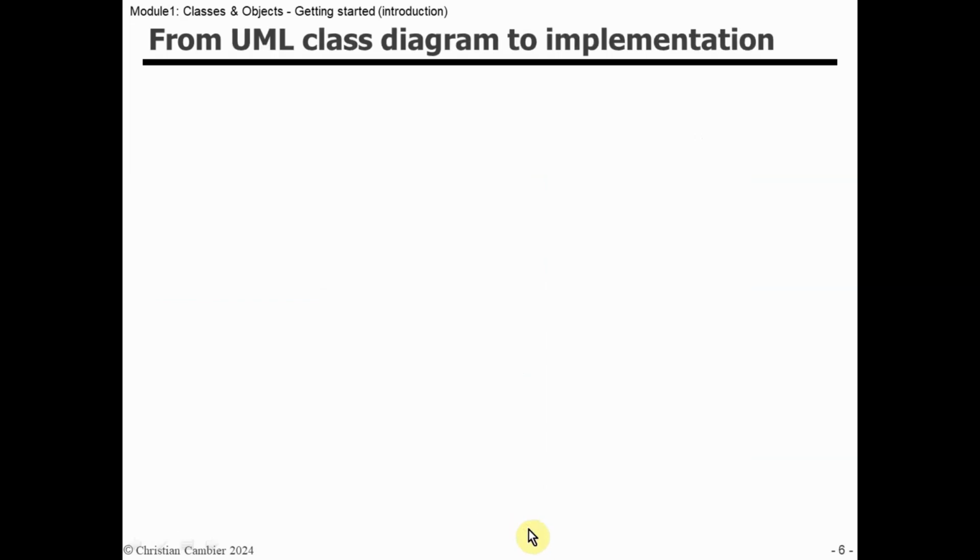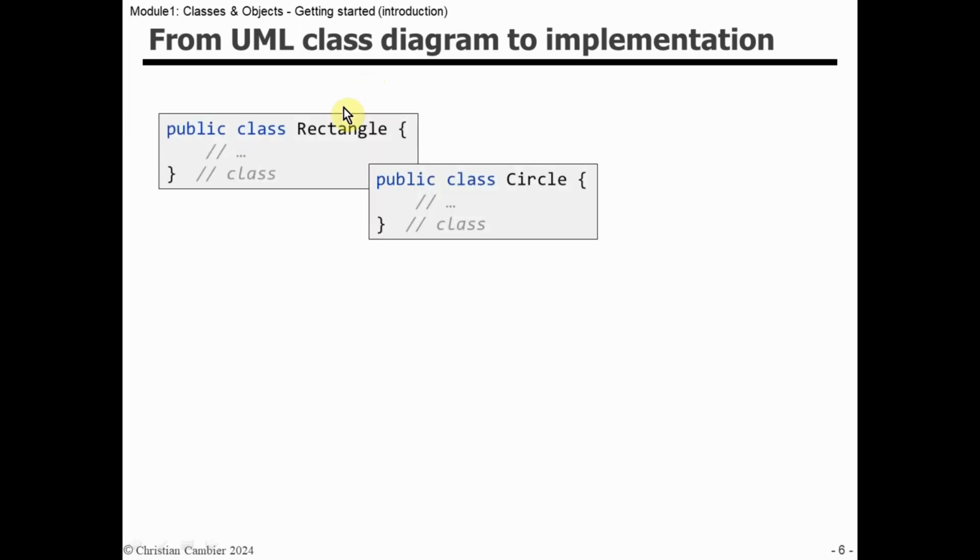inheritance. Once we have the UML class diagram, the next step is to implement the classes from the class diagram in an OO language. In our case Java, but it could be other languages like C++ or C#. And in Java it looks like public class Rectangle, public class Circle, with the implementation between the curly braces. Now we will see all this from scratch.